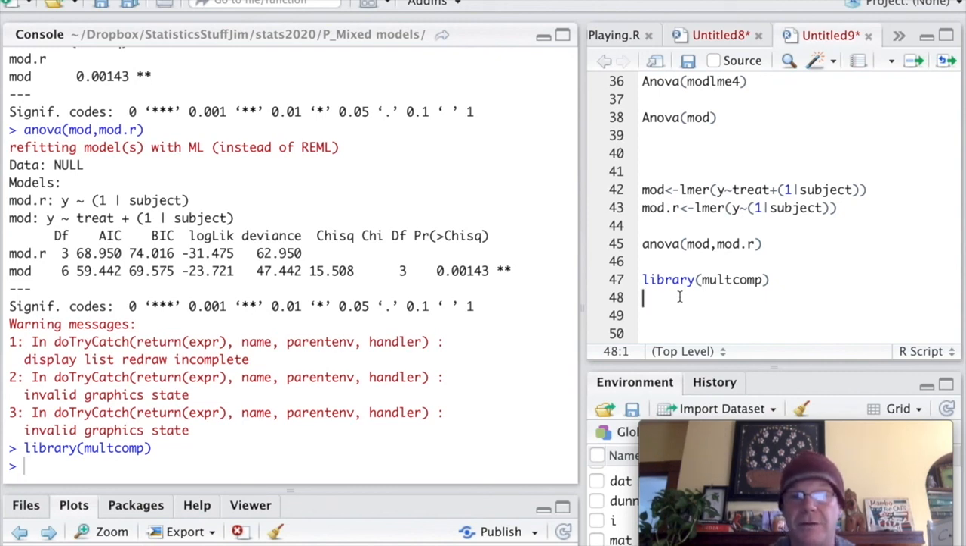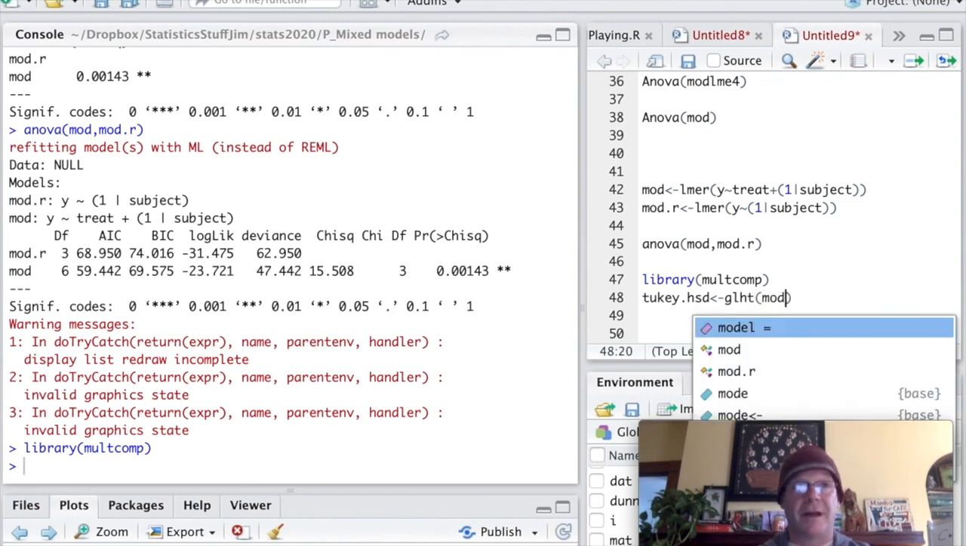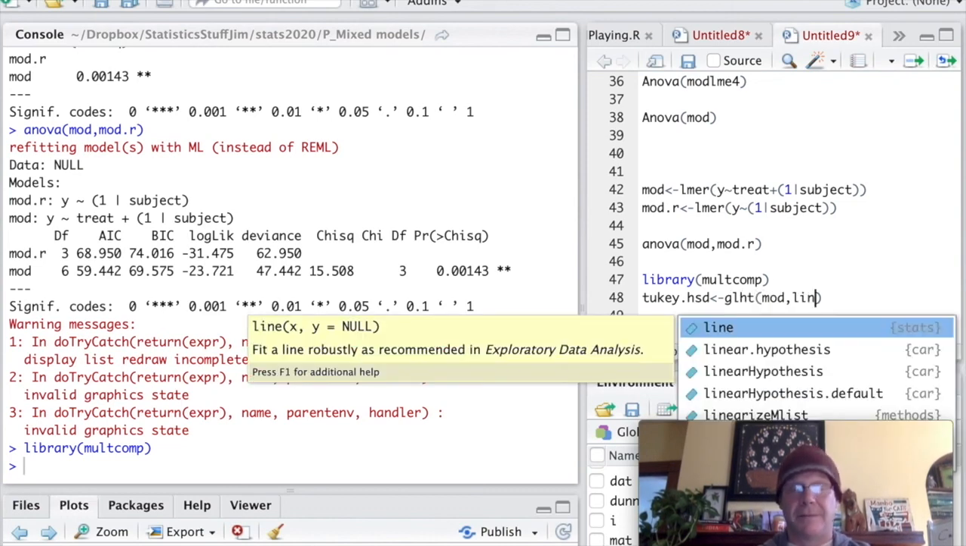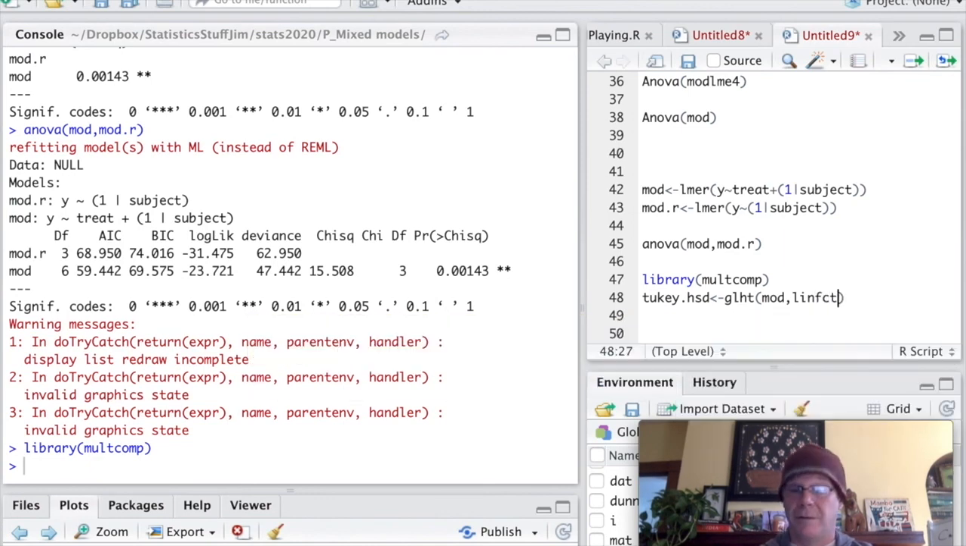And so we could use the multcomp package. And we could start with, if we wanted to, we could do a Tukey's HSD. So that's the standard standby that people seem to like for doing hypothesis testing. And we're going to do it on our mod. And then what are we going to do? We're going to do these multiple comparisons where treat is going to equal, and then we tell it that we want to do a Tukey test.